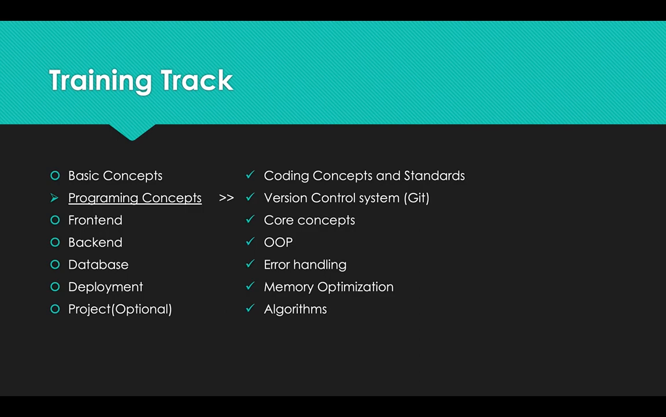Okay, so here coding concepts and standards. What are the standards we have to follow while we are writing code, and what are the concepts we are going to use while writing the code? And version control system. This thing is nothing but Git. This version control system is used to store the written code in a central code base.